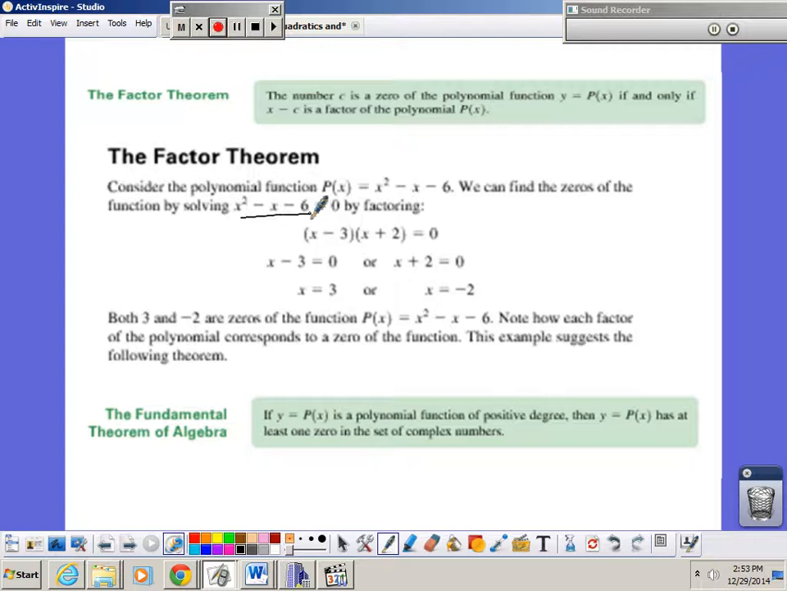So I take this and I factor it. 1 and 6, 2 and 3, subtract for -1. So it's -3 plus 2. Set each of them equal to 0. Solve. And it gives us our roots. So one way of finding our roots, or our x-intercepts, or our zeros, which are all the same thing, is by factoring. So both 3 and -2 are zeros of the function. And that's called the factor theorem. It just means that you can factor.